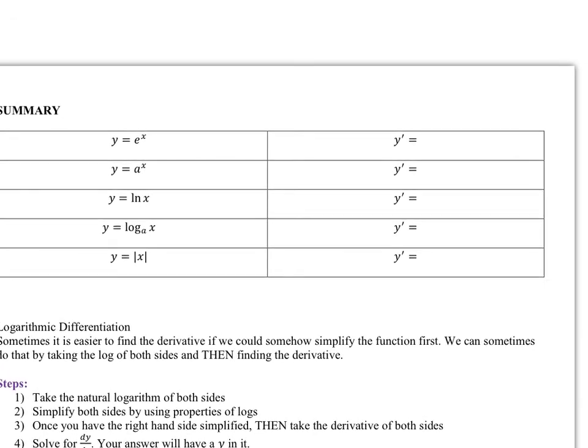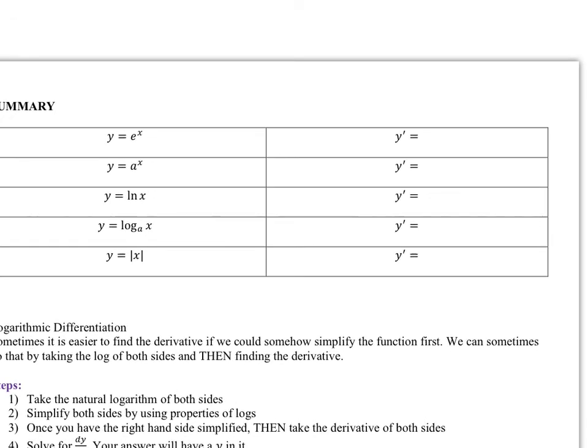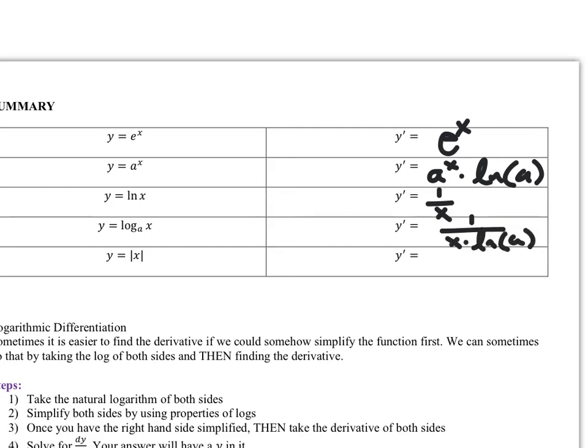Alright, so let's review these real quick, and then we'll get into some fun differentiation. Derivative of e to the x is itself. Derivative of a to the x is a to the x natural log of a. Derivative of natural log of x is 1 over x. Derivative of log base a of x is 1 over x times the natural log of a. And the derivative, we didn't cover this in this set of notes, but we did in the last one, of the absolute value of x is x over the absolute value of x.